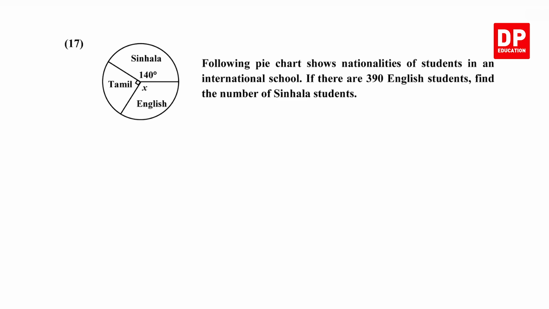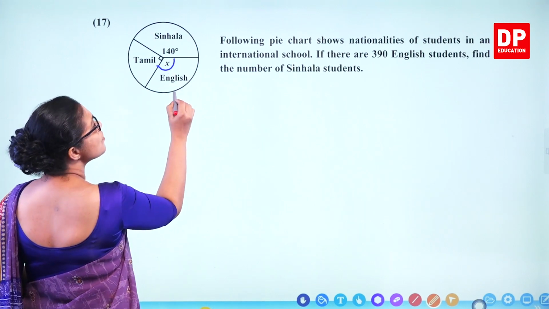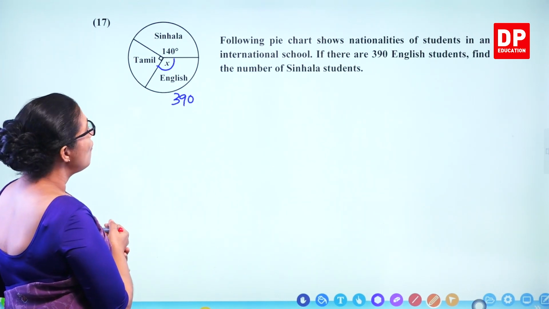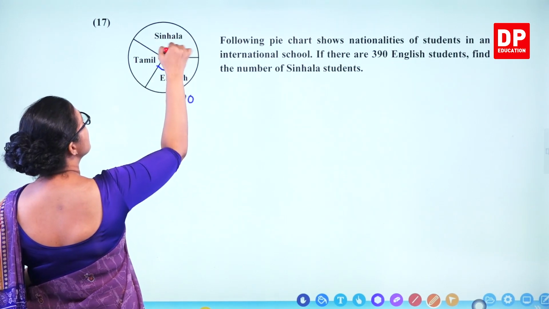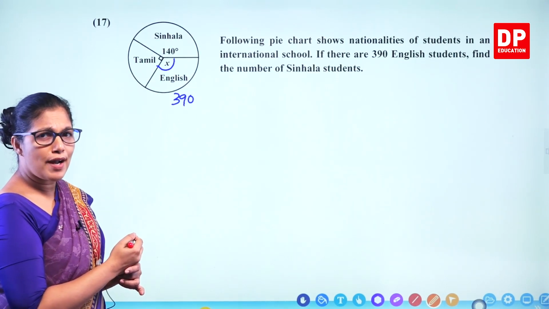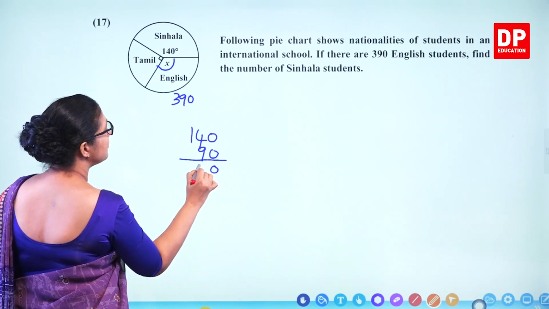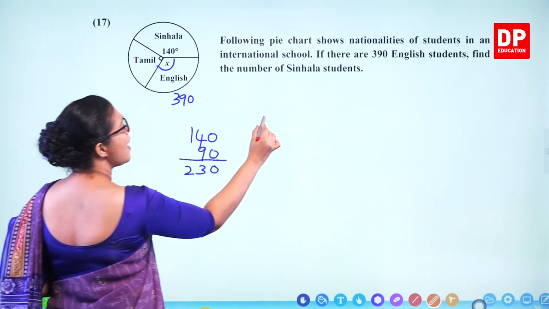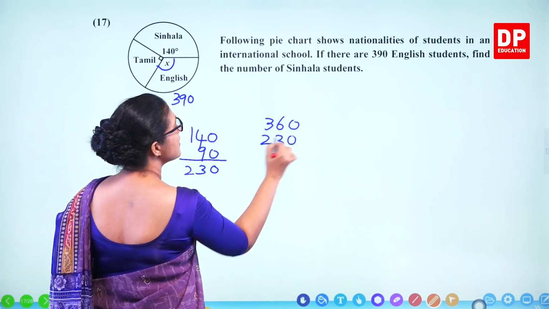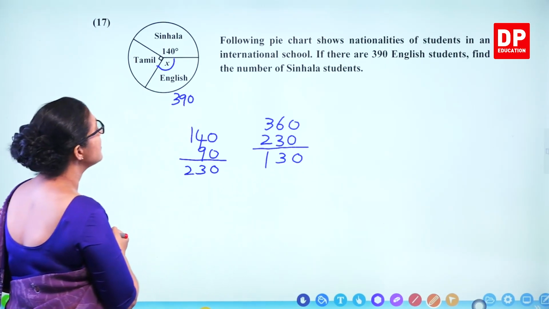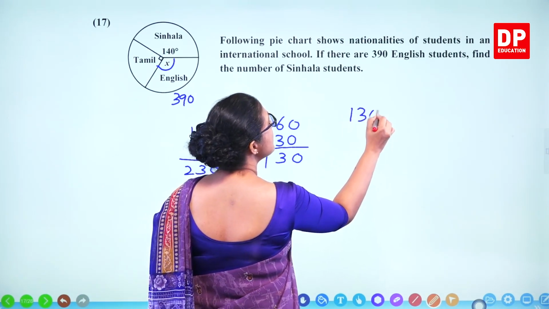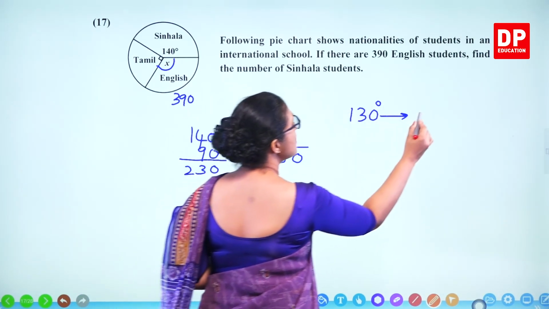Question number 17. Following pie chart shows nationalities of students in an international school. If there are 390 English students, so this one is 390. Find the number of Sinhala students. Sinhalese, 140 degrees. So first we have to find out the x angle. 140 plus 90, that's 230. So 360 minus 230 is the x value. So 130 degrees.